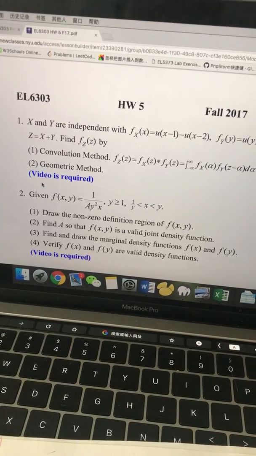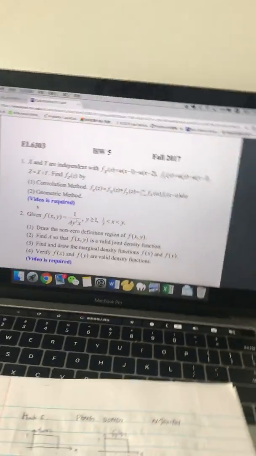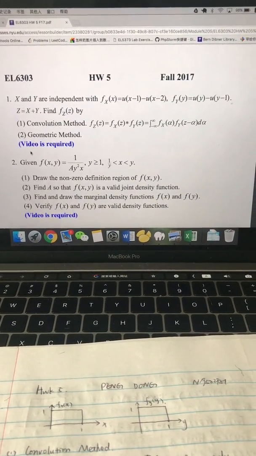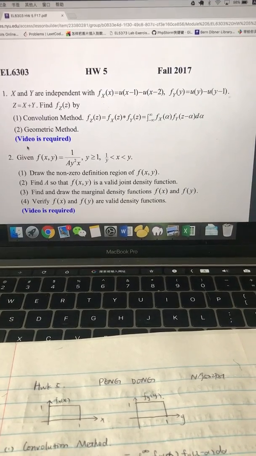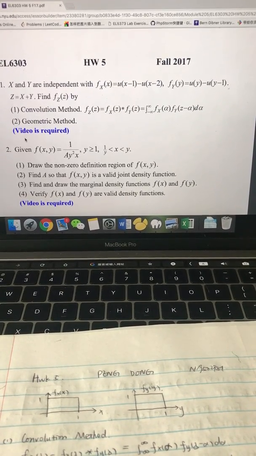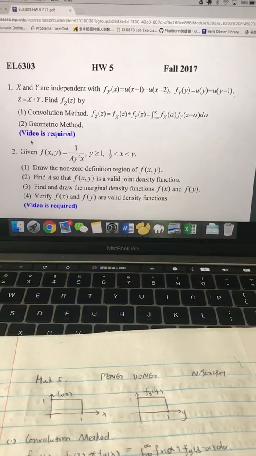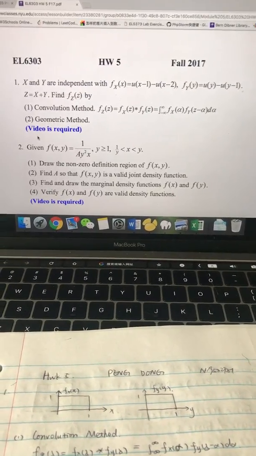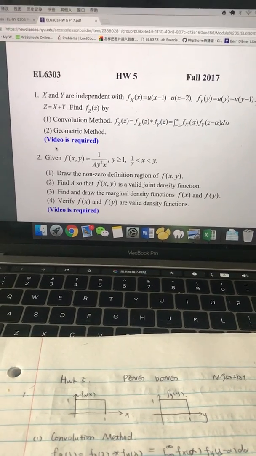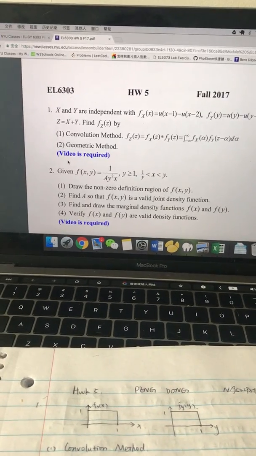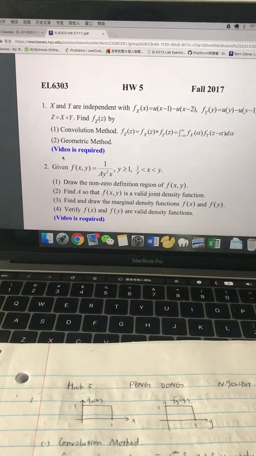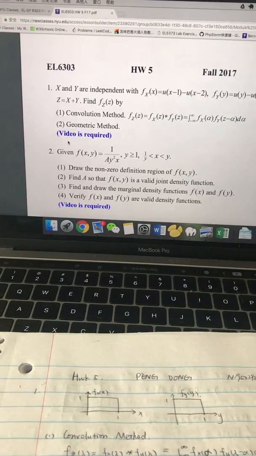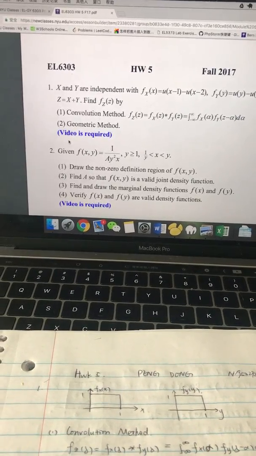And we will read the question. X and Y are independent, with fX equals u(x) minus u(x minus 1), fY equals u(y) minus u(y minus 1), and Z equals X plus Y. We want to find fZ by two methods. First is the convolution method and second is the geometric method.